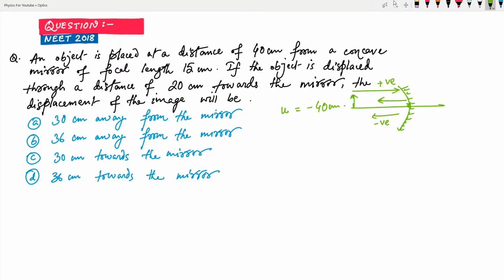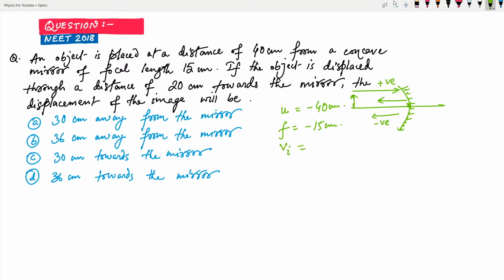So u is equal to minus 40 cm, and the focal length is 15 cm. For a concave mirror the focal length is always negative, so minus 15 cm. So these are the things given, and we need to find out the displacement of the image. For that we need to find out the initial and the final position of the image. So let's see, this is v initial, the initial position of the image formed in the first stage.